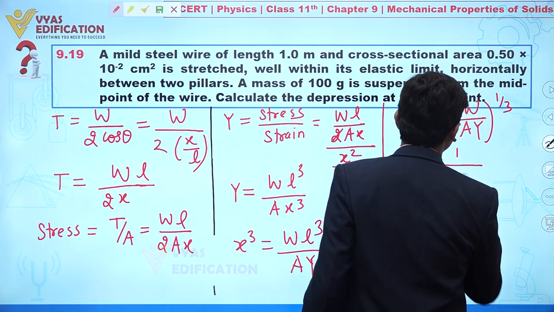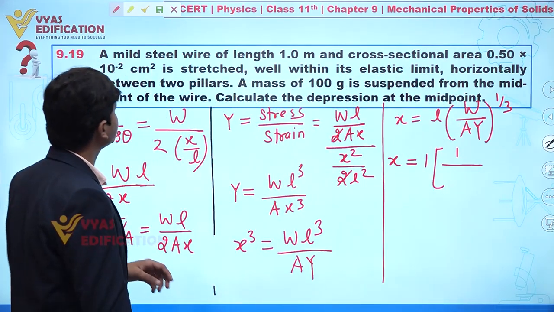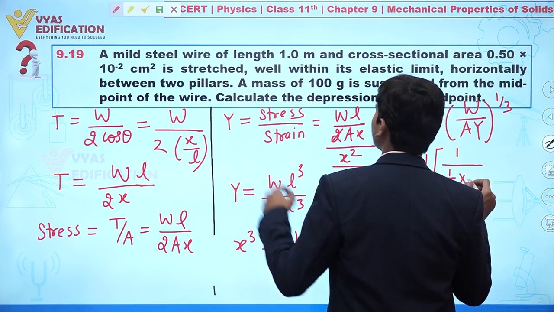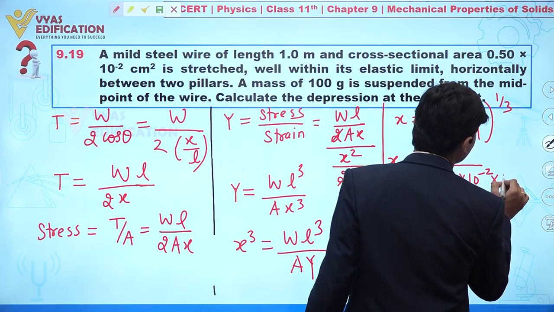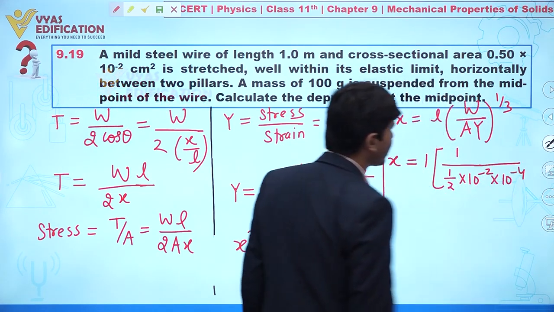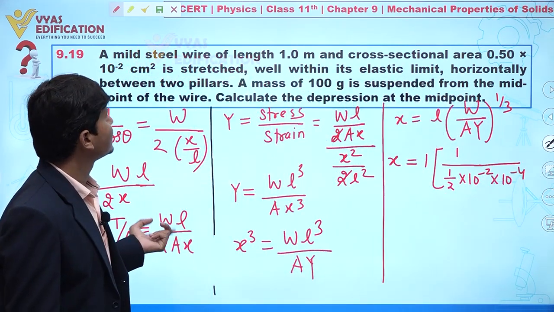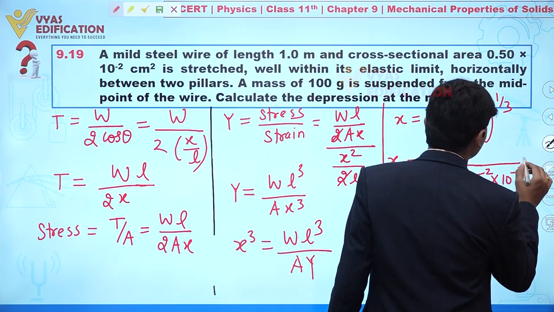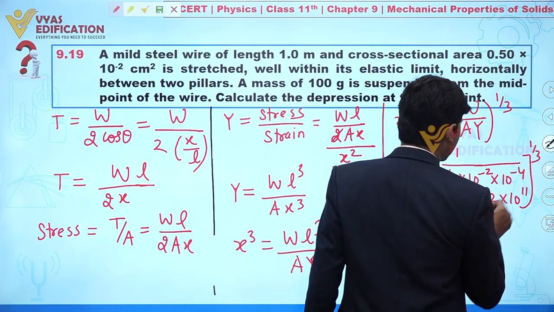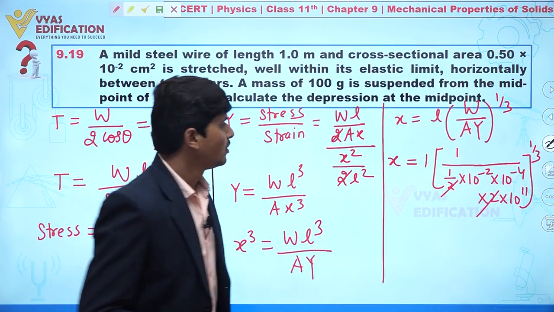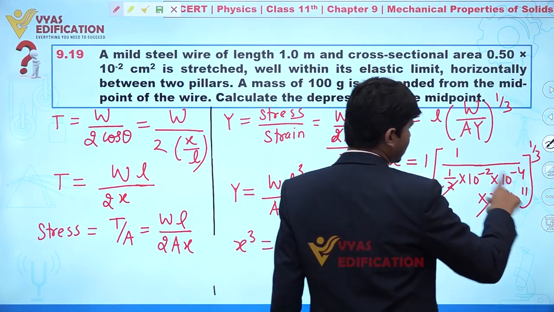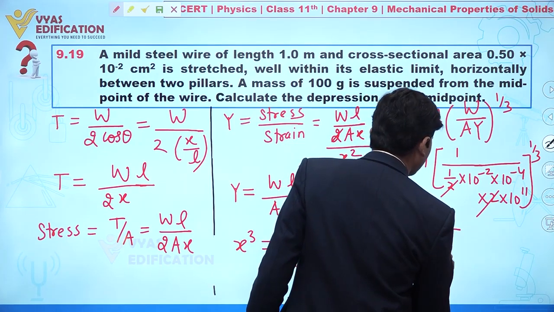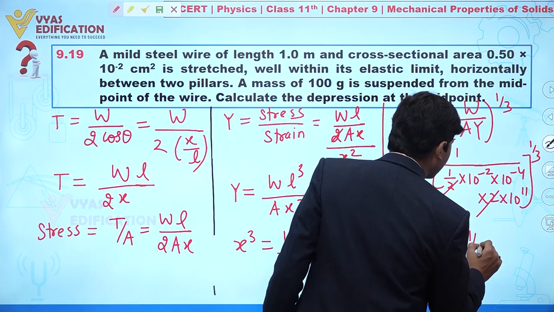I can say this is 1 divided by the cross sectional area. Area is given to you as 0.5, which means 1 by 2 into 10 to the power minus 2 centimeter square. I can convert into meter square like this. Clear? Now, the value of Young's modulus. This is steel wire, so for steel wire we have 2 into 10 to the power 11. Clear? And this is to the power 1 by 3. This one and this one cancel out. We have 10 to the power minus 6. This is 11, so 10 to the power 5? Yes. So we can say 1 upon 10 to the power 5, and power 1 by 3.